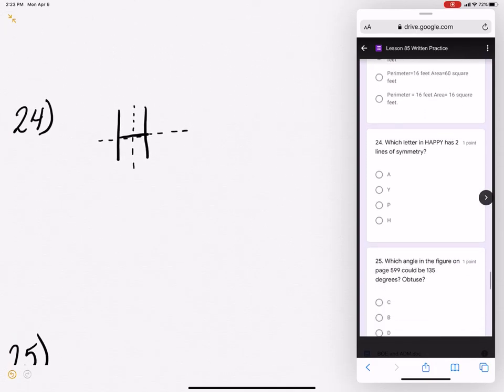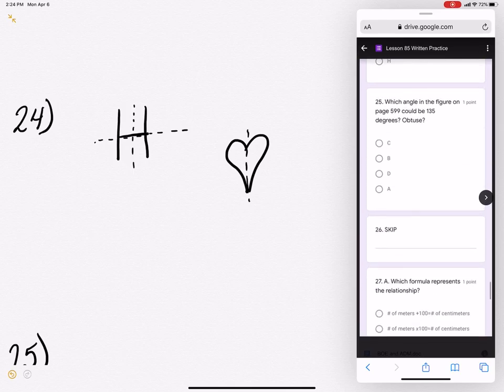24. Which letter in happy has 2 lines of symmetry? Remember, lines of symmetry are where it's exactly the same on both sides. If you have a heart and you fold it in half, it should be the exact same on both sides. So the letter H in happy, you could fold it down the middle, or what we call like a hamburger bun, and you would still have a perfect, exactly the same on both sides. So the answer to 24 is the letter H.